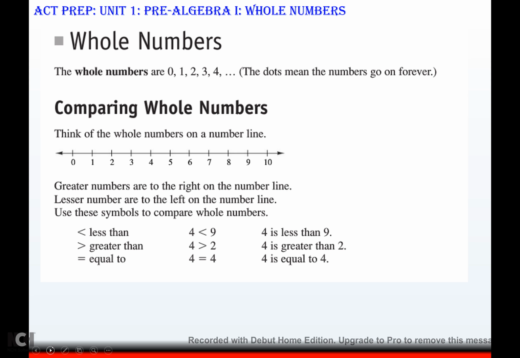numbers. Okay, so when you compare whole numbers, think about numbers on a number line. Greater numbers are to the right. In other words, the farther right you go, the bigger you get. Lesser numbers go to the left.